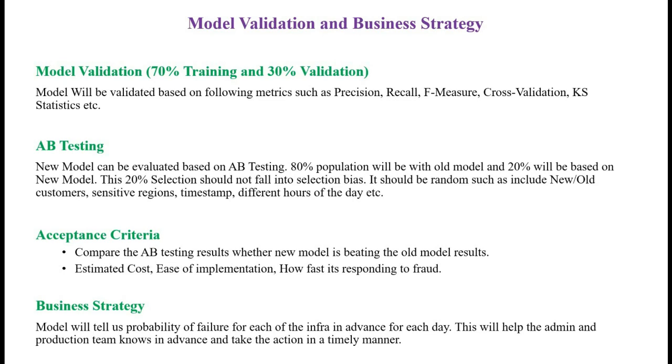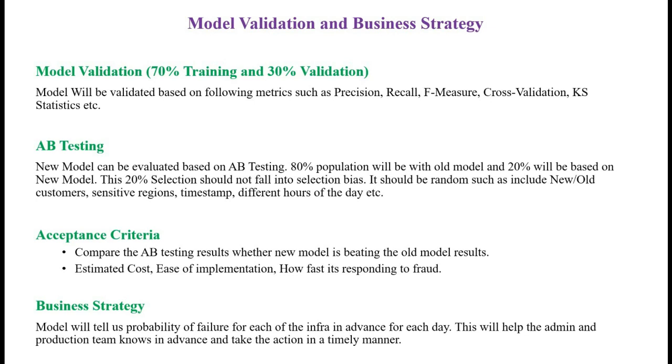So you can say that, hey, my implementation strategy in production would be through A/B testing. I will split the population between 80% and 20%. 80% of the population will be evaluated continuously with the old model, but this 20% of the population will be evaluated through the new model we have built. And this 20% population selection should be very random.